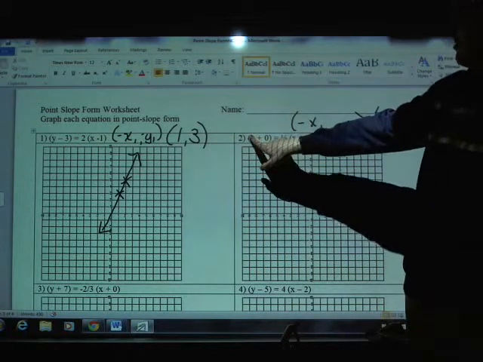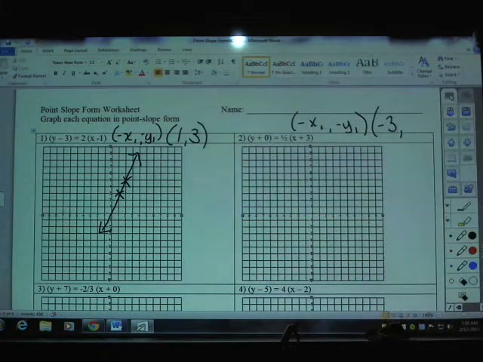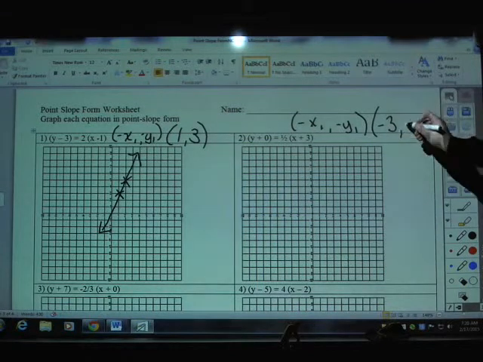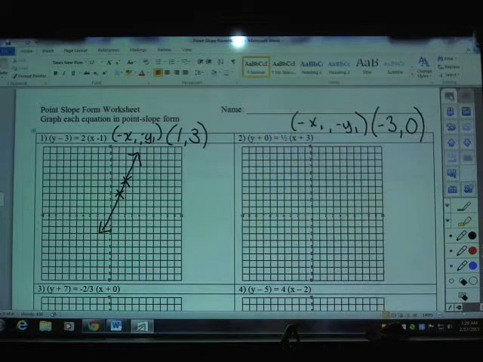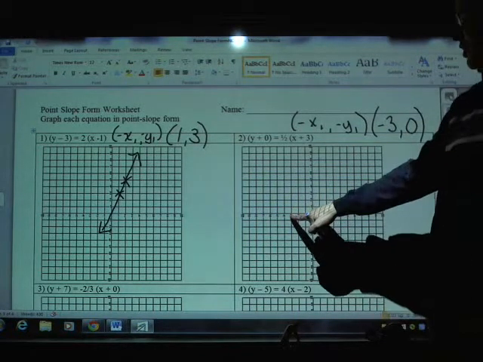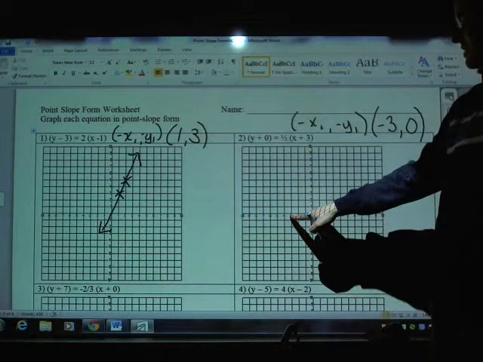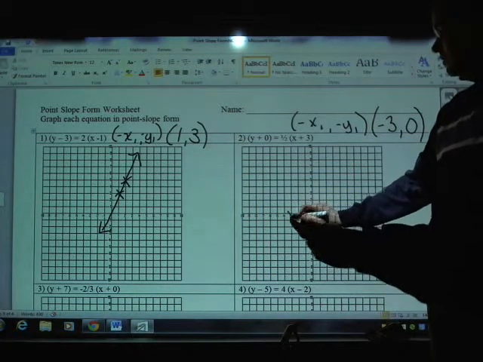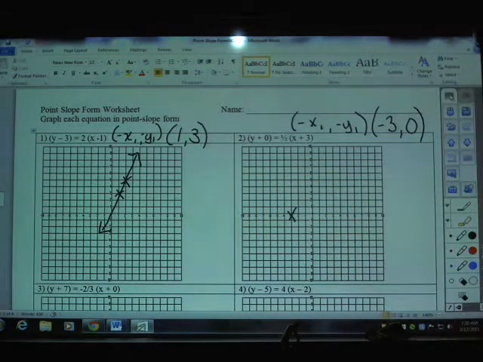When I come over to the y block here, it's 0. Well, as you're well aware, 0 doesn't have an opposite. There's no +0, there's no -0. The opposite of 0 is just 0. So the point I'm going to plot here is going to end up being -3, 0. To plot the point -3, 0, I'm simply going to go over to -3 on the x-axis. 0 means I don't go up or down. So I just put a dot at -3 on the x-axis.